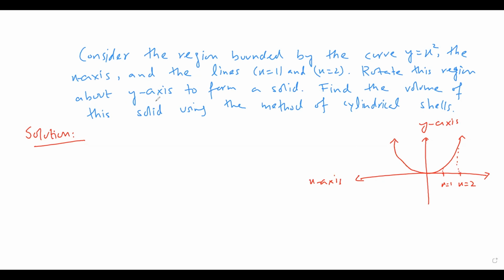Rotate this region about the y-axis to form a solid. Find the volume of this solid using the method of cylindrical shells. Okay, so when we rotate this curve around the y-axis, a shape of a solid is formed, and we need to find the volume of this solid bounded by the lines x equal to 1 and x equal to 2.